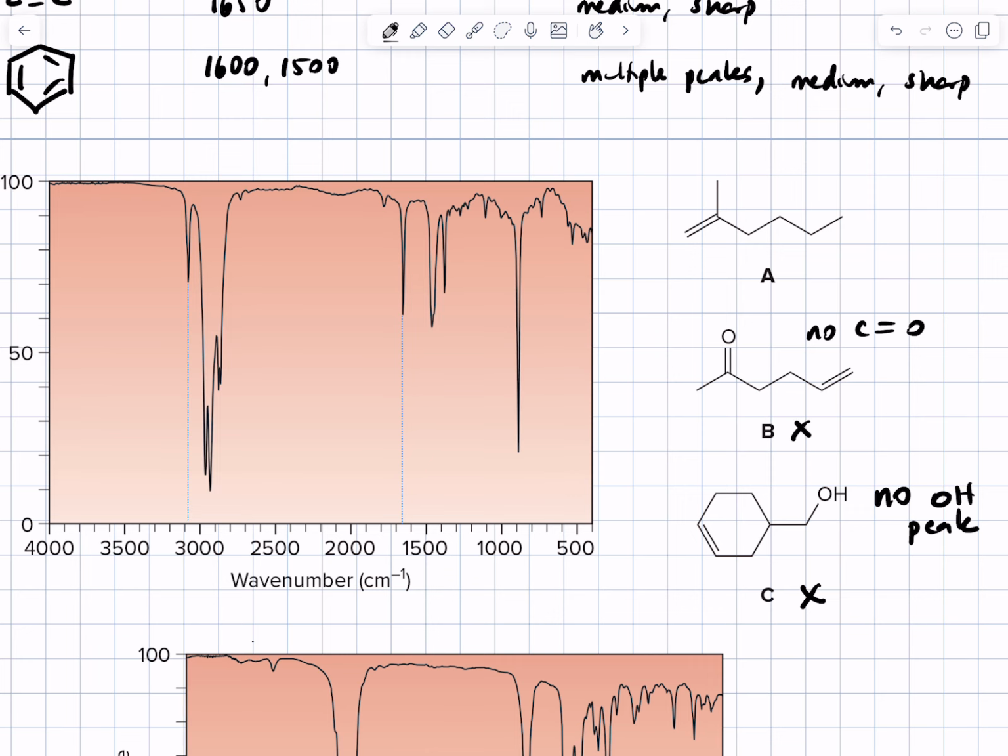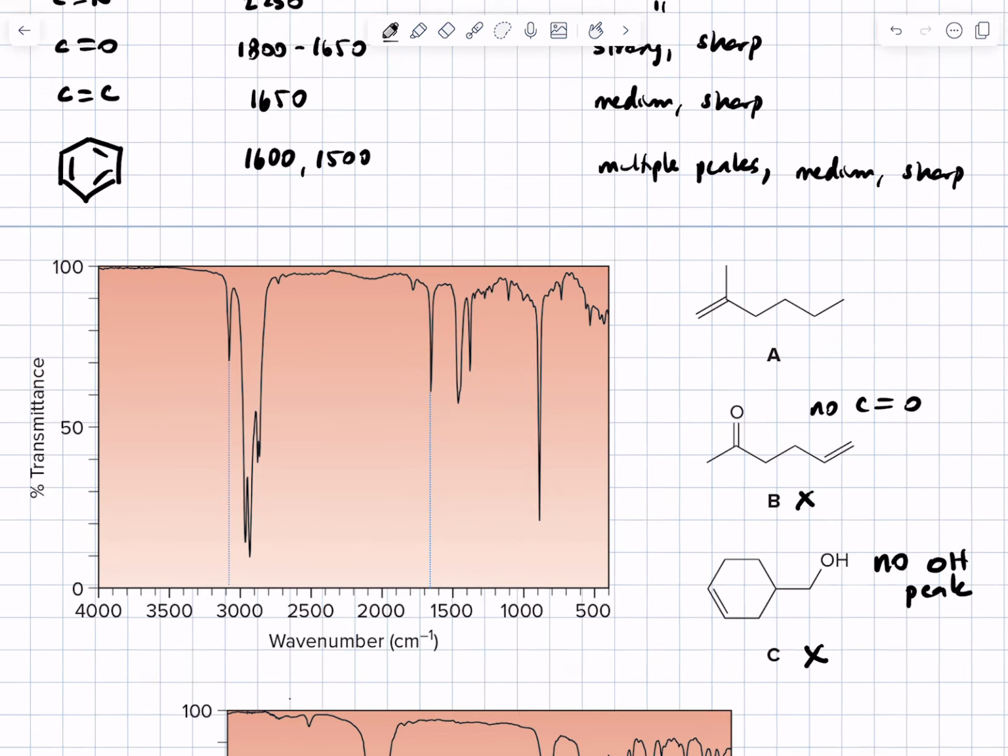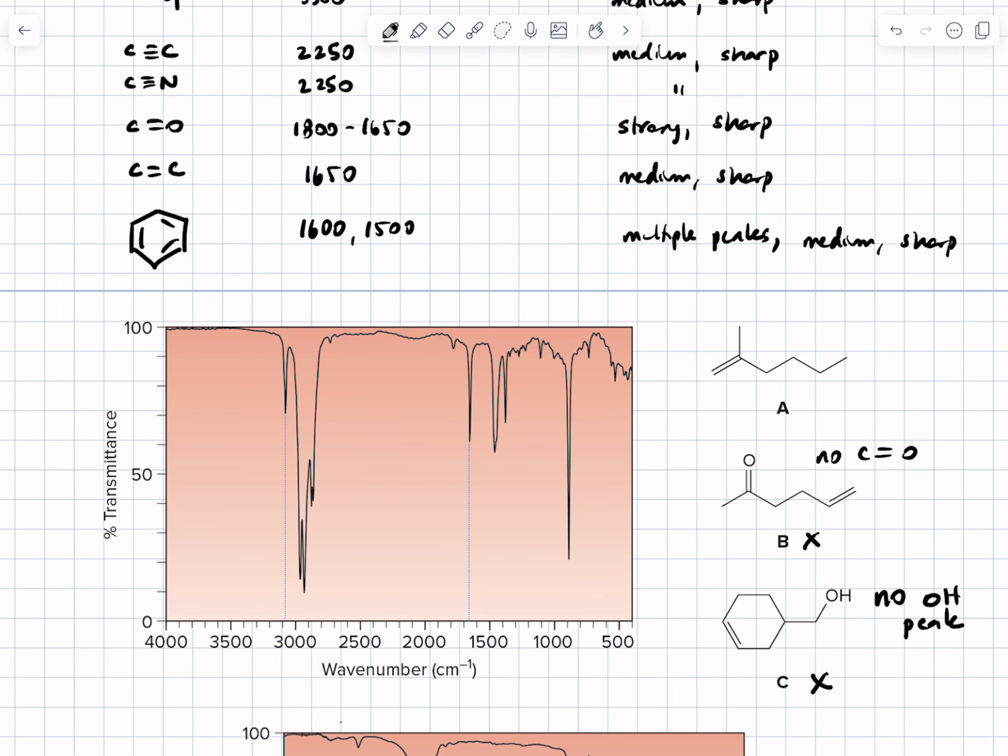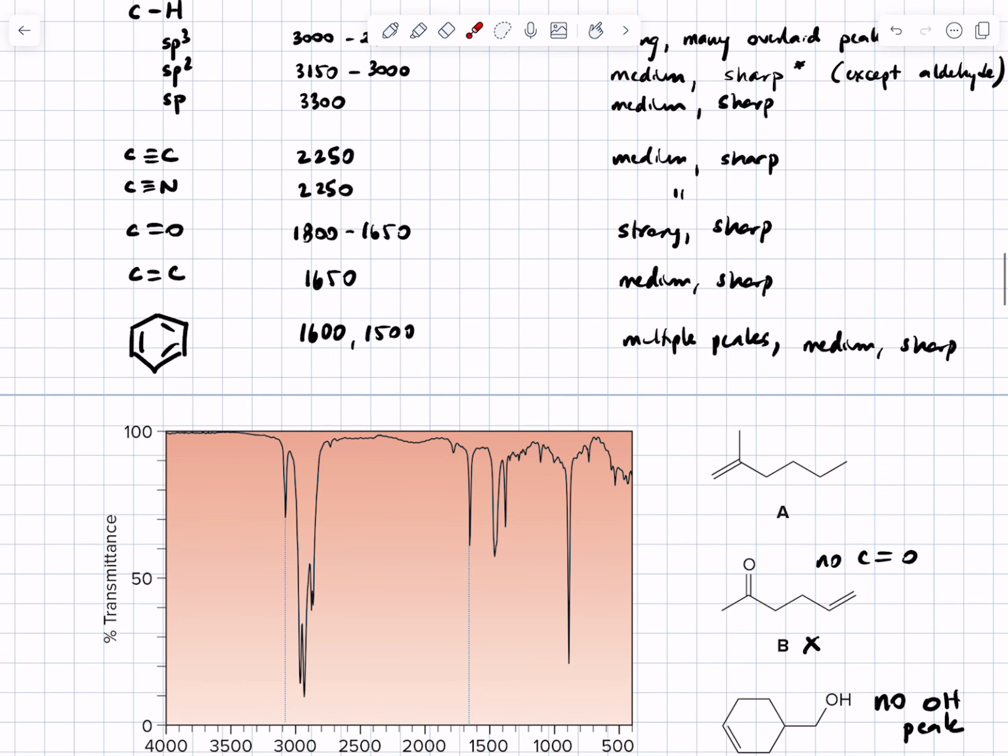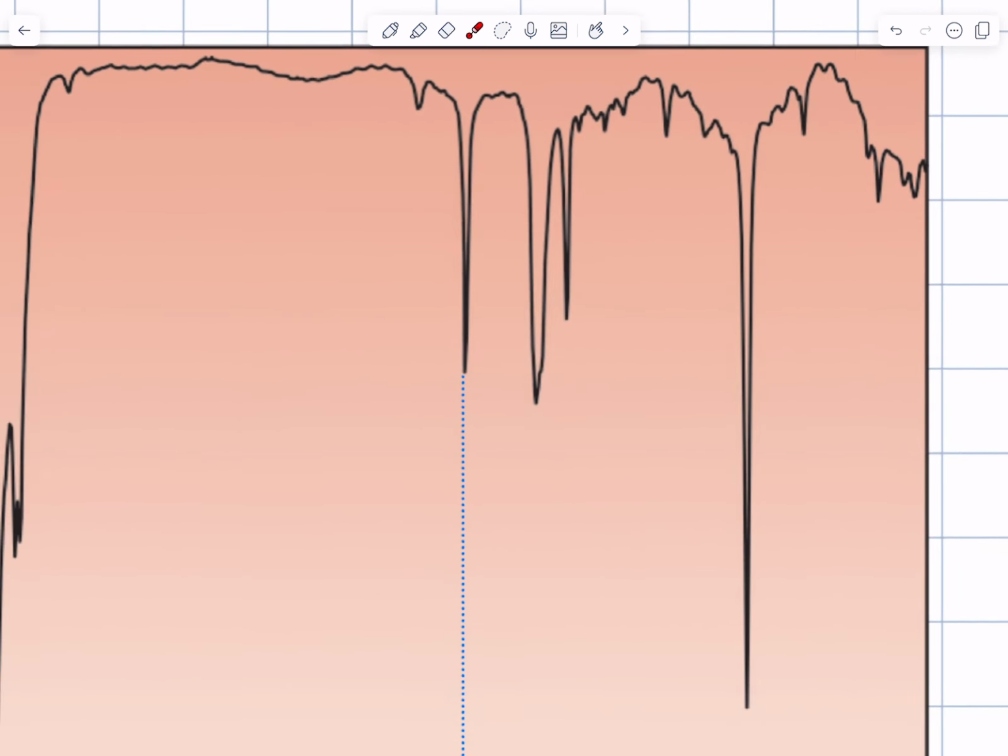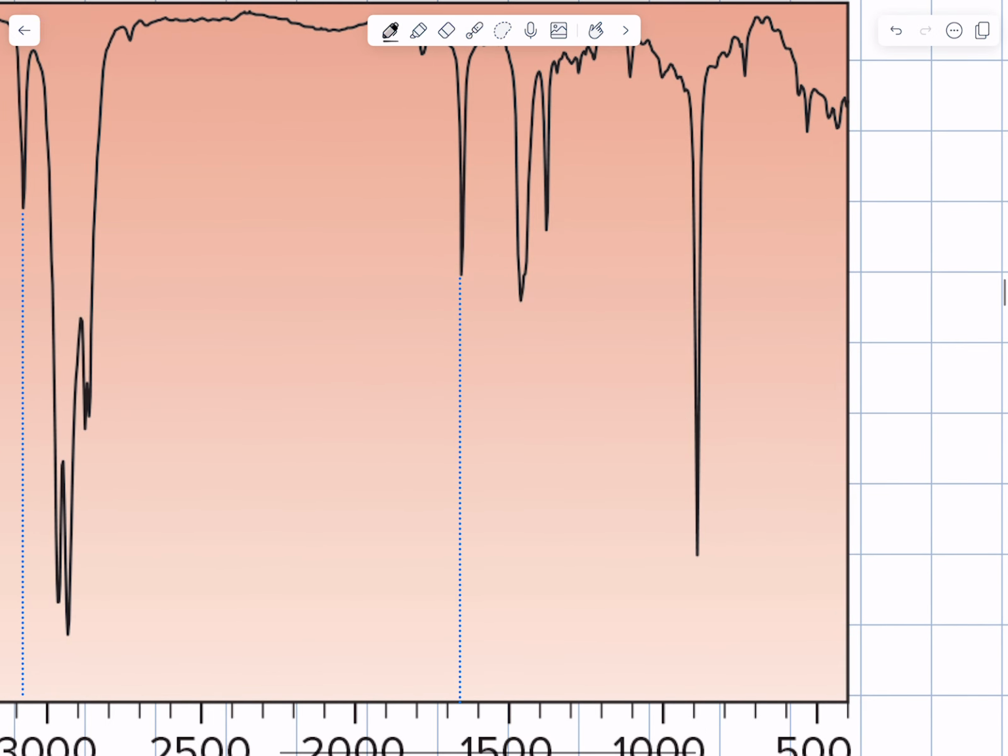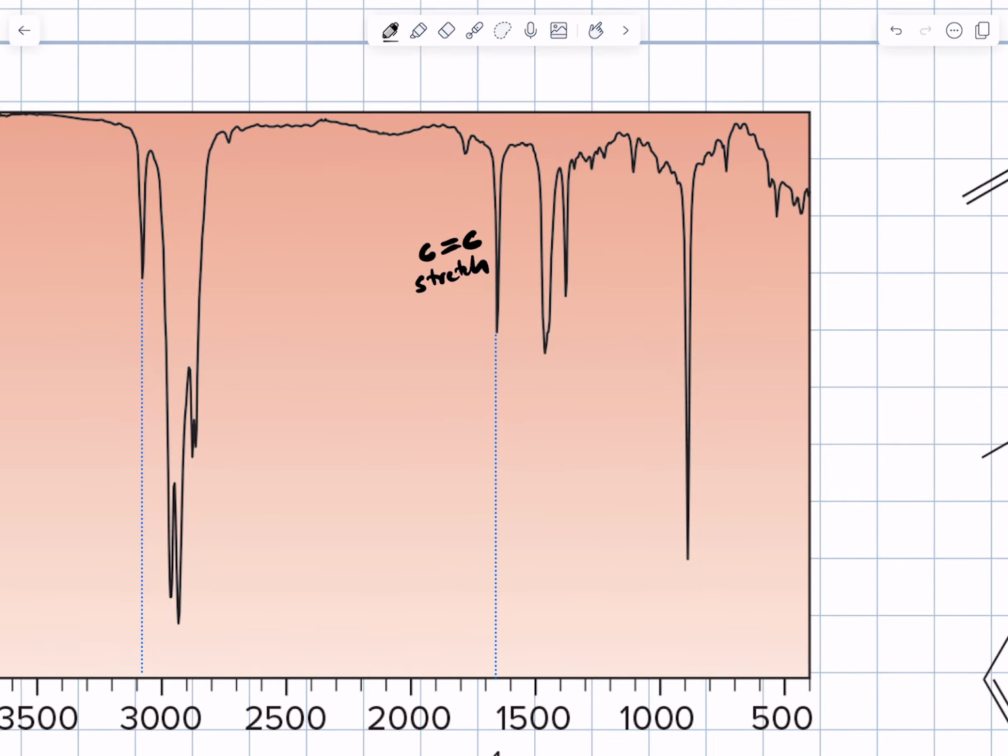Let's look at the features of the spectrum and how they agree with what we expect. For a carbon-carbon pi bond, we expect absorbance of a medium intensity sharp peak at around 1650. That's exactly what we've got here, so this would correspond to the carbon-carbon double bond stretch. Notice how I'm not worried about anything below 1500.